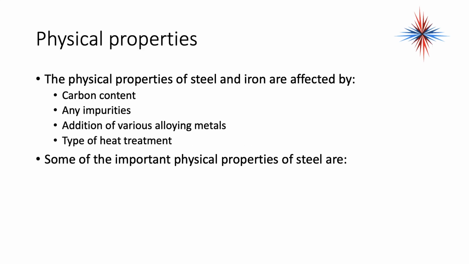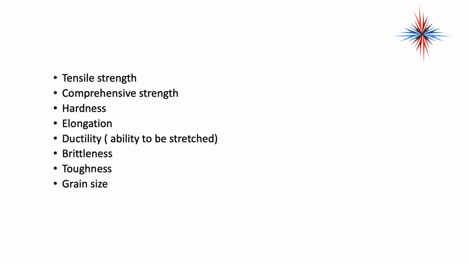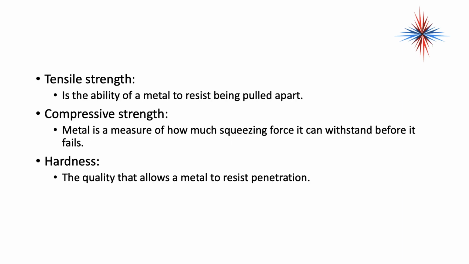The physical properties of steel and iron are affected by the carbon content, any impurities, addition of various alloying metals, and the type of heat treatment. Some of the important physical properties of steel are tensile strength, compressive strength, hardness, elongation, ductility, that's the ability to be stretched, brittleness, toughness, and grain size.